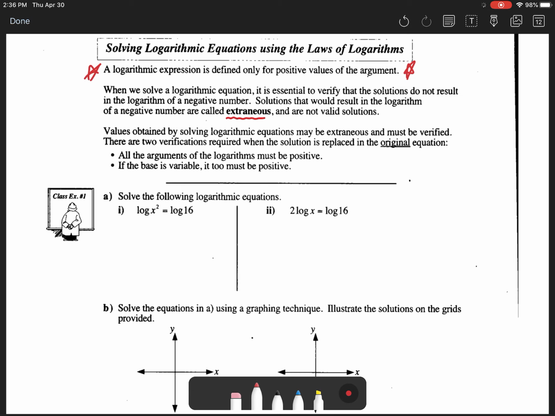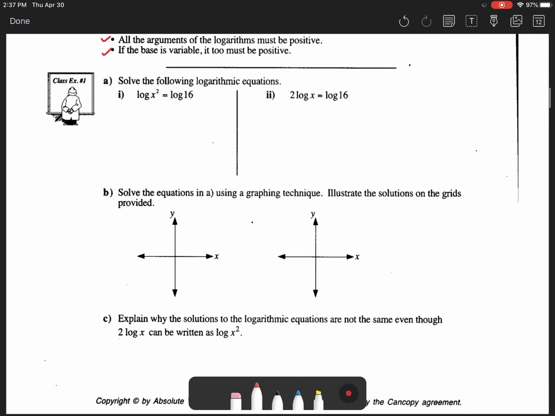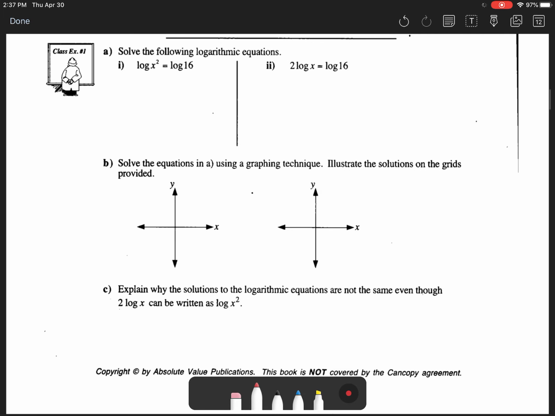Values obtained by solving log equations may be extraneous and must be verified. There are two verifications required when the solution is replaced into the original equation. One, all of the arguments must be positive, and if the base is a variable, it too must be positive. It's not often, but a lot of times the bases in your log expressions are also variables. They can't be negative either. So bases and arguments must be positive when you substitute the values back into the original equations. Make sure you are aware of those two points.